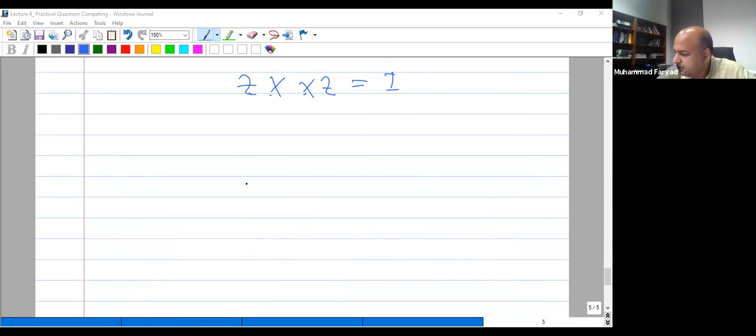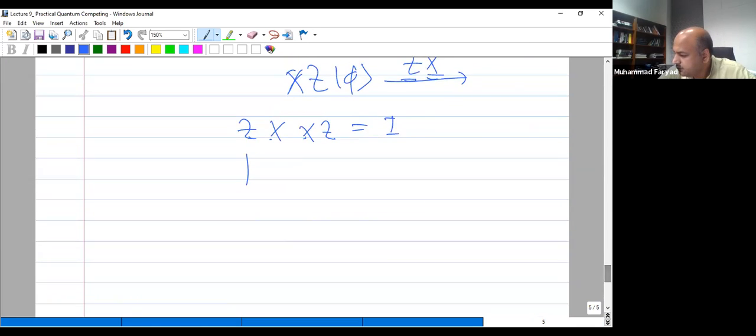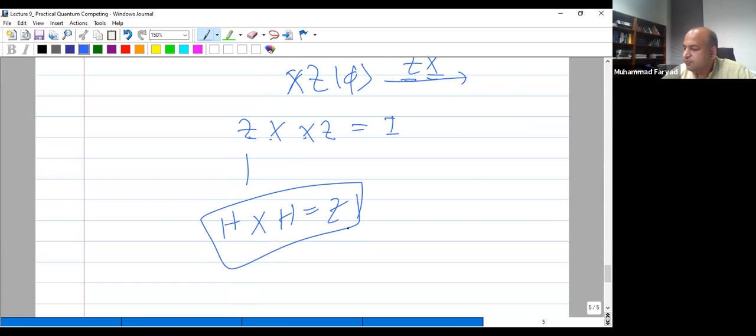Hadamard X Hadamard is actually Z. So we can use control Z, but we can also use control X in between the Hadamard. So that just implements a control X, a control Z gate.